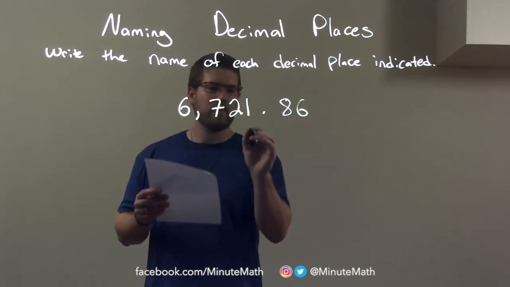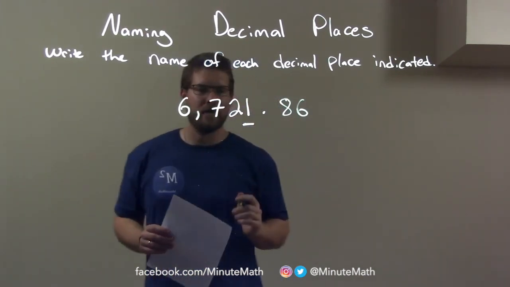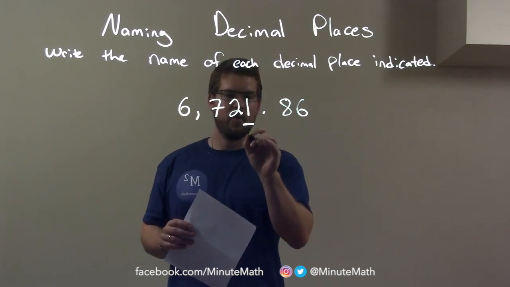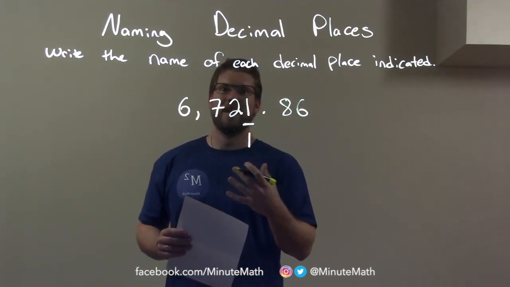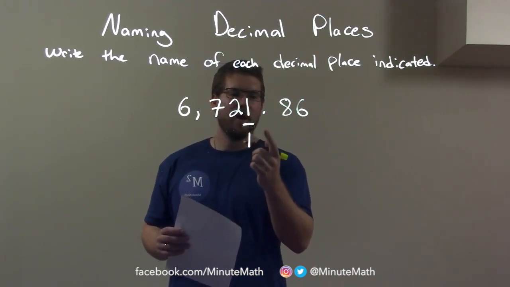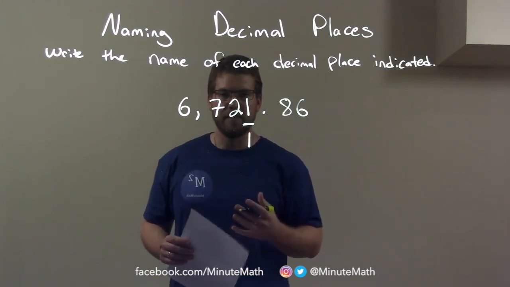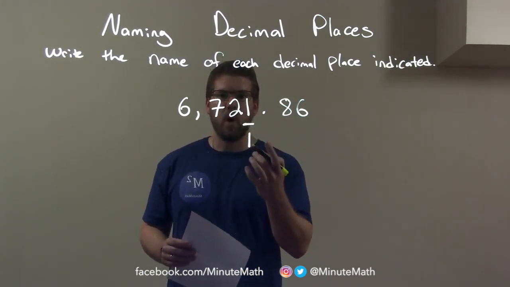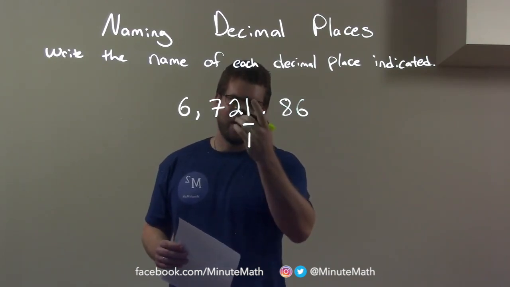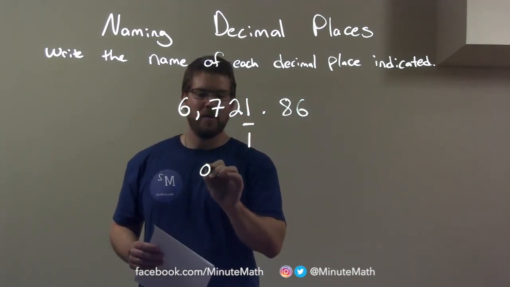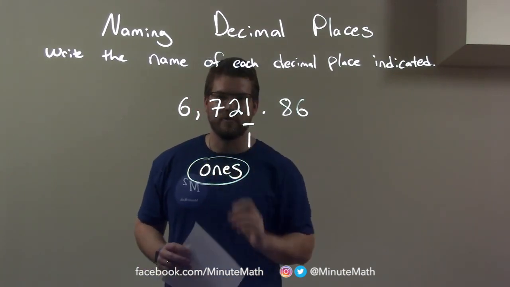6,721.86. And the placement they're asking about is right here under the 1. When I'm on the left side of the decimal, I just put a 1 underneath the number that we need, and a 0 all the way to the right until I hit the decimal, or right before the decimal. This number is right before the decimal, so I'm done. That number is just 1. Ironically, same thing, but this is the ones place, the first one.